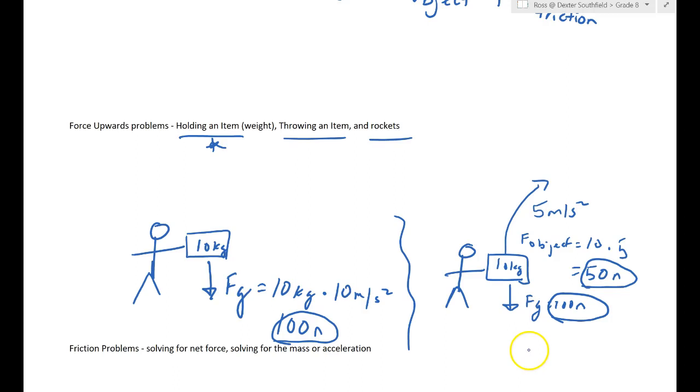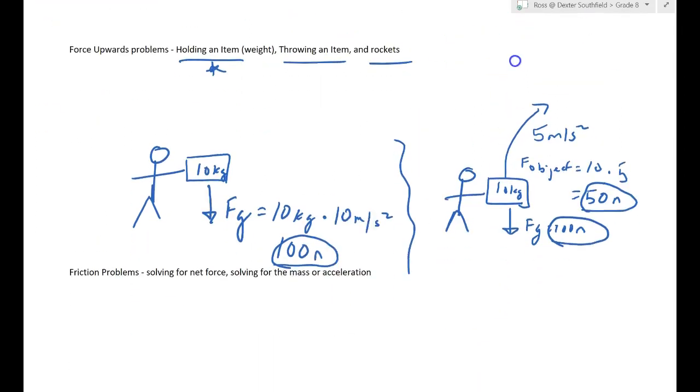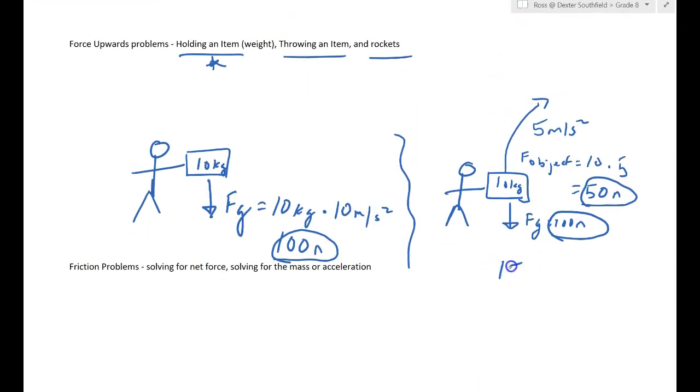So that means that in total, our net force, if we're coming back to this equation, the force of the object plus the force of gravity equals the net force, or the total force that's going to be exerted on it, will be 150 newtons. So in both of these examples, we've had to deal with the force of gravity, how much force it takes just to hold the object up before we even throw it. If we were on the moon, where the moon's acceleration due to gravity is 1.6 instead of 10, we would replace 10 with 1.6, and that would then, of course, influence this number as well, right?